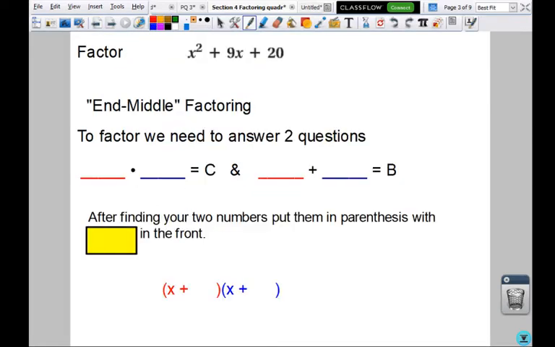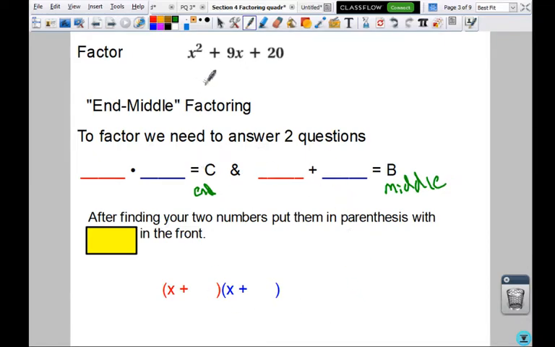Alright, so what I want to do is factor this. It's the opposite of foiling. And the method we're using today, I'm just calling end-middle factoring. I don't remember the official name of it off the top of my head, but I call it end-middle because to use it, I need to answer two questions. I want to know what times what is C, or the number on the end, and adds up to B, which is the number in the middle. What times what is the number on the end that adds up to the number in the middle? That's why I call it end-middle.